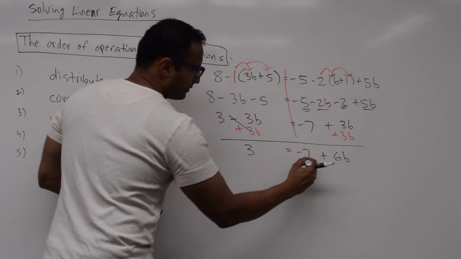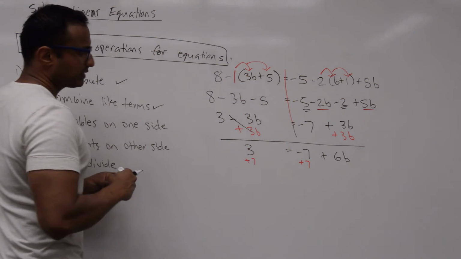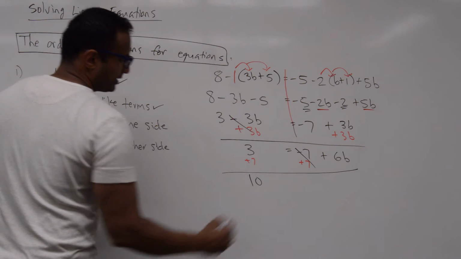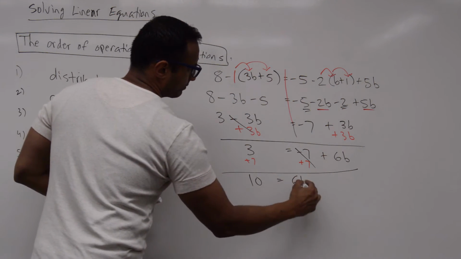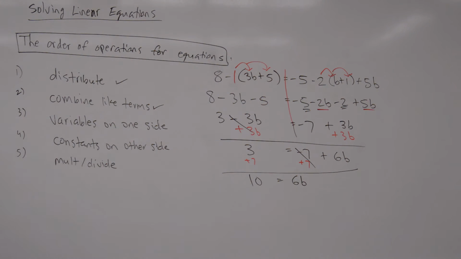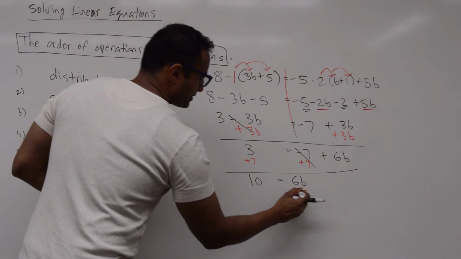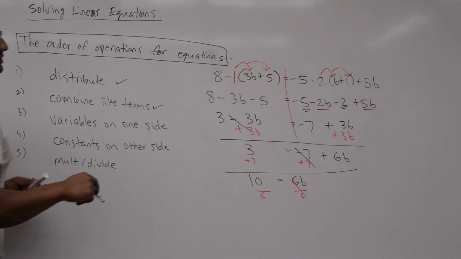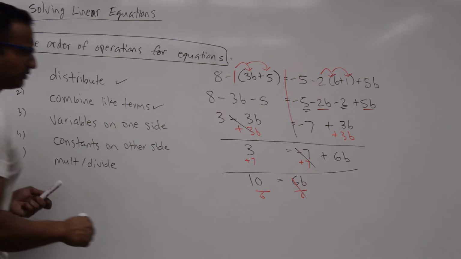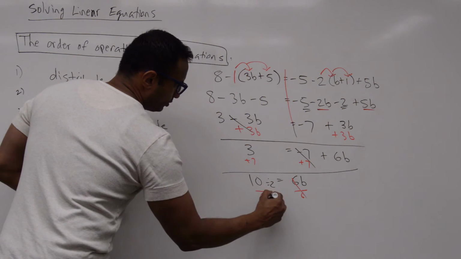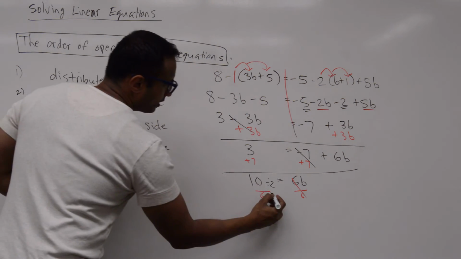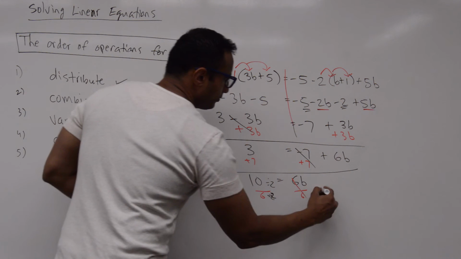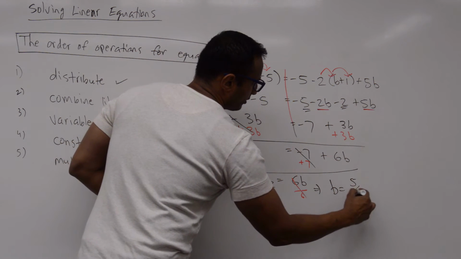Okay, now we're going to add 7 to each side. So 3 plus 7 is going to be 10 equals 6b. And then if you divide everything by 6, you have to reduce every fraction. So if you reduce 10 divided by 6 by 2, you divide both the numerator and denominator by 2. And this will give you b is equal to 5 over 2.